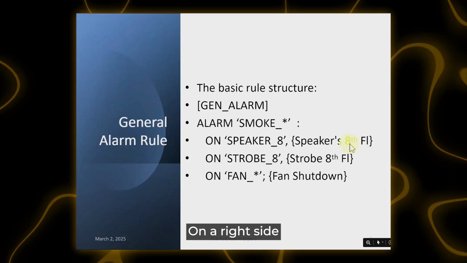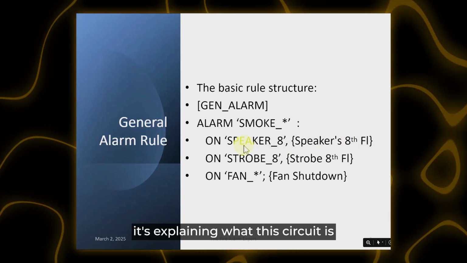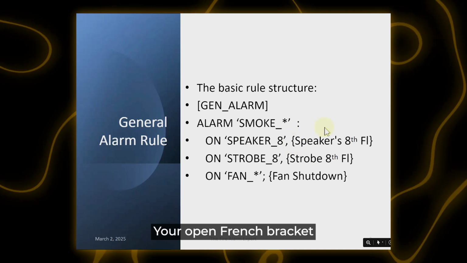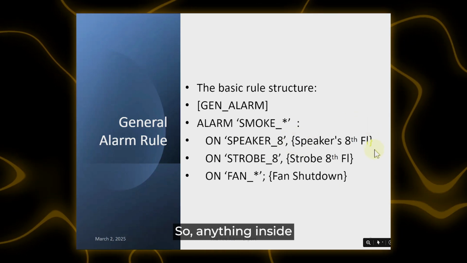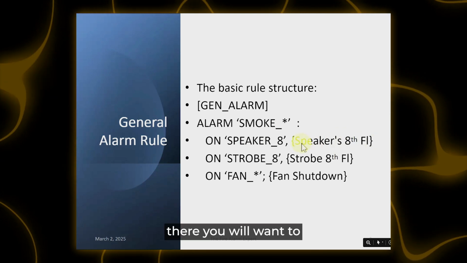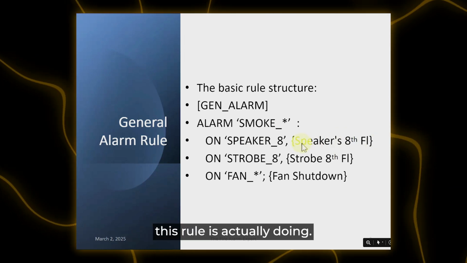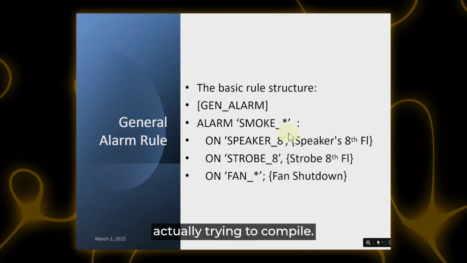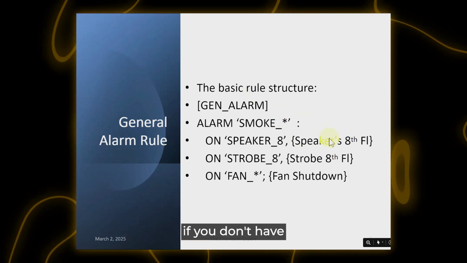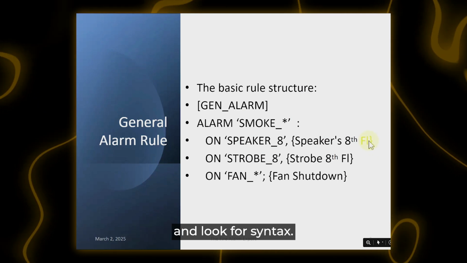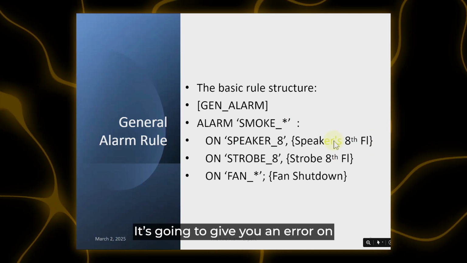On the right side, it's explaining what this circuit is, and you have your French brackets, your open French bracket and your closed French bracket. So anything inside of the French bracket, your notes, there you will want to put your information about what this rule is actually doing. The system will literally ignore this when it's actually trying to compile. So if you don't have your French brackets and you have notes, the system is going to look at it for syntax, and it's going to give you an error on the output side.